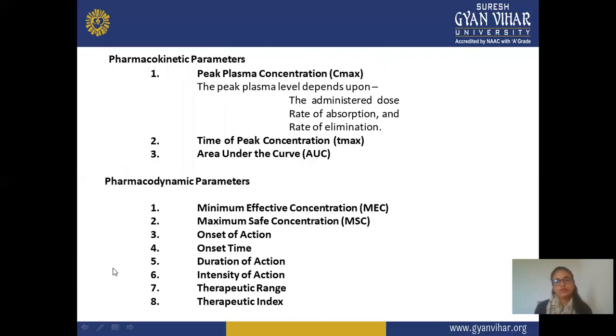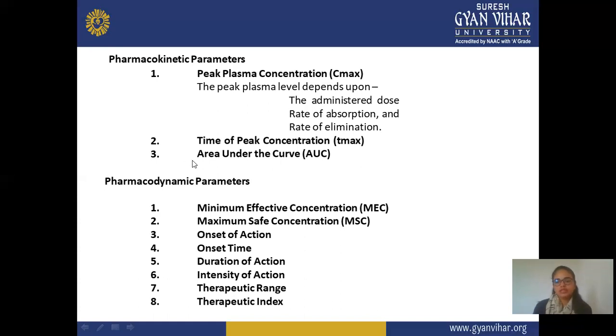Now we discuss the different parameters, pharmacokinetic and pharmacodynamic, depending on this graph. In pharmacokinetics, majorly there are three parameters, and again subdivided into subparts. The first is peak plasma concentration, that is Cmax or maximum concentration. This peak plasma concentration Cmax depends on the administered dose, rate of absorption, and rate of elimination. It means how much drug you administer at a particular dose, how much drug is absorbed and how much is eliminated. So in this condition, we may be checking absorption, elimination rate, or the administration dose of the drug. Next is time of peak concentration, that is Tmax, or the time required for maximum effect or for reaching the maximum peak. So this is Tmax, time of peak plasma concentration, or maximum time required for peak formation.